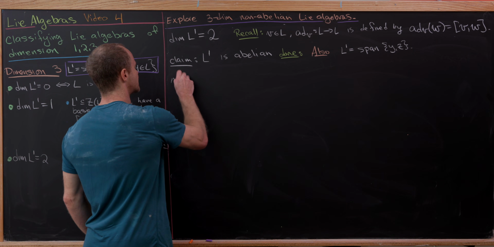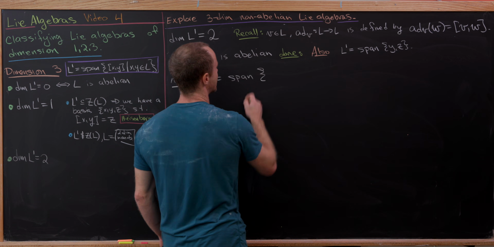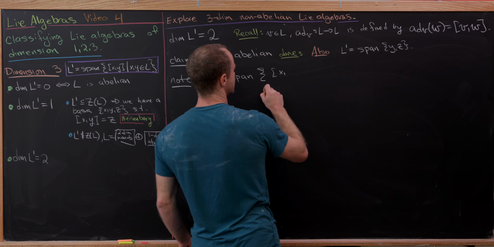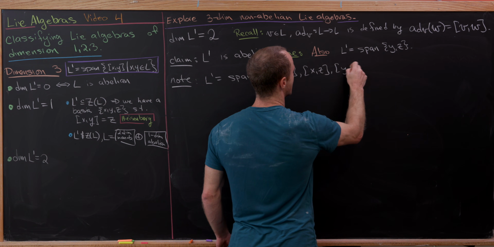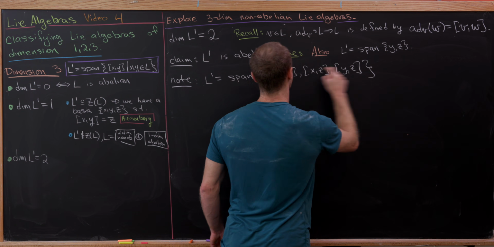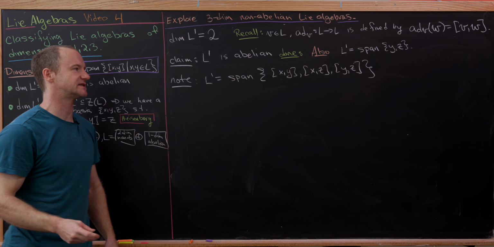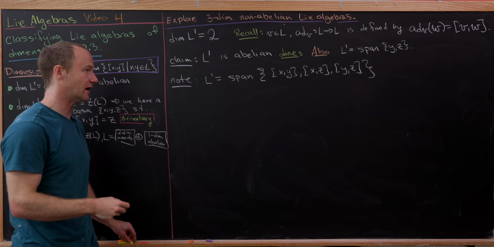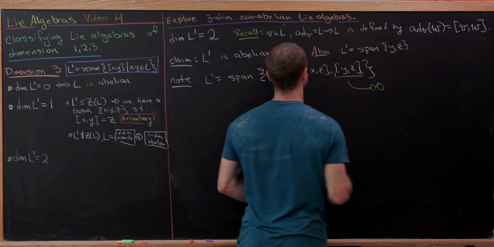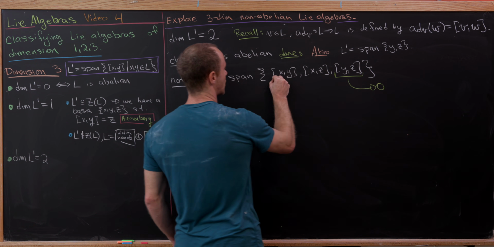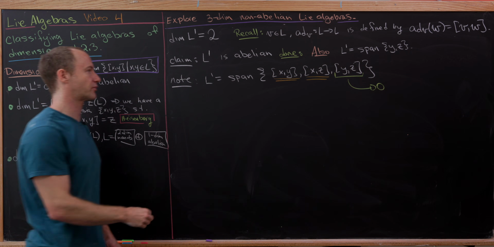But then let's also note that we know that L prime is spanned by the following three vectors. So it's going to be bracket x with y, bracket x with z, and then bracket y with z. Where, remember that x was the vector that we extended the basis of L prime to a basis of the entire vector space L. But we just got done showing that bracket yz was equal to 0. So that means we've got this alternative basis, bracket xy and bracket xz for L prime.